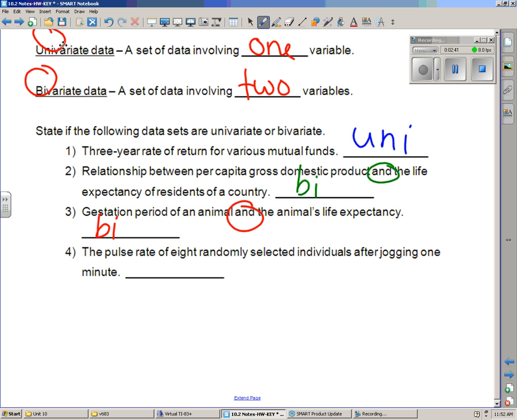The pulse rate of 8 randomly selected individuals after jogging for 1 minute. Well, we're looking at 8 different people, but all we're looking at is just their pulse rate. So that would be considered univariate data.